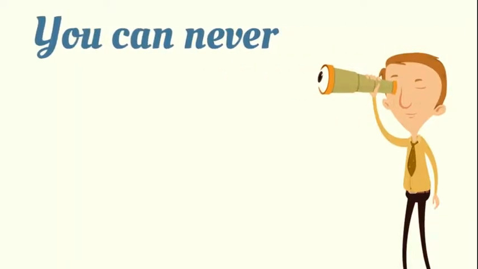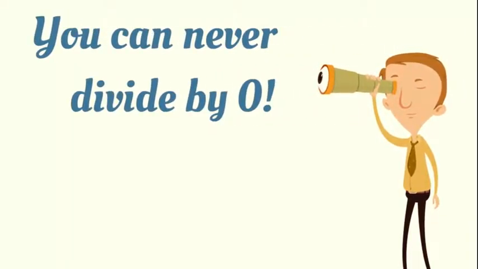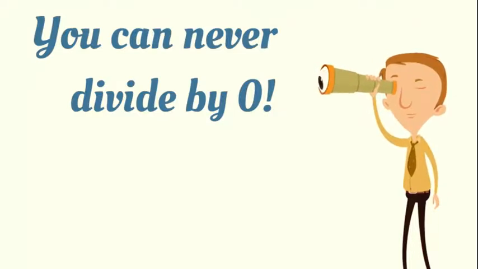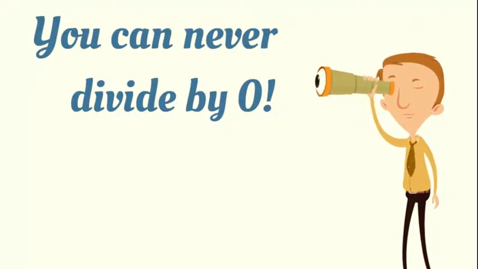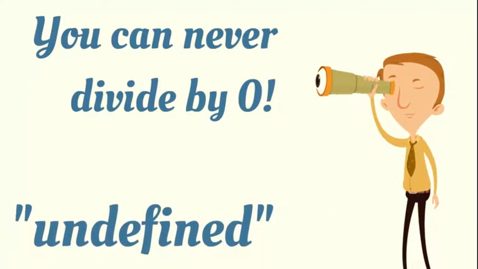You can never divide by 0. It's true. You can never divide by 0, even if you're a rule breaker and you're like, I'm going to do whatever I want. You still can never divide by 0. In fact, if a teacher ever gives you a test and you see a problem where you have to divide a number by 0, just write on the test, undefined. Because that's exactly what that answer would be, undefined. It's impossible.